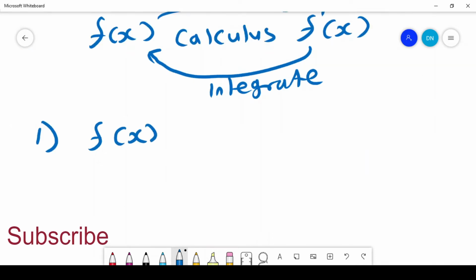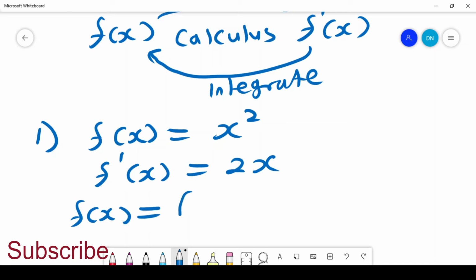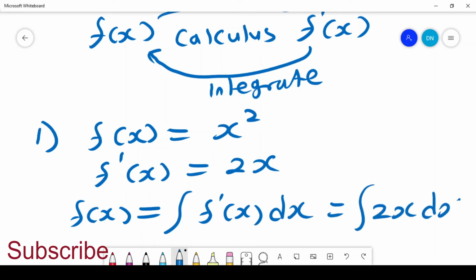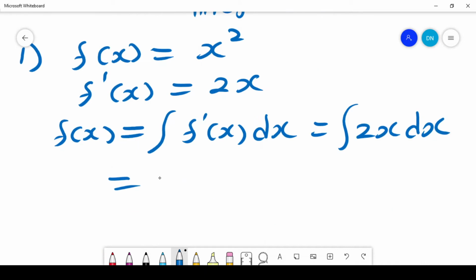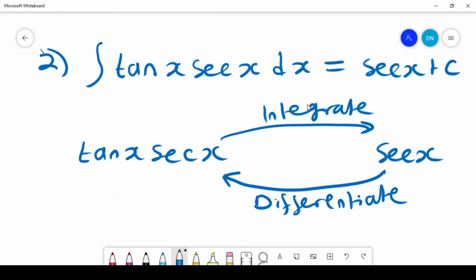Given your f of x equals x squared, the first derivative of that will give us 2x. So for us to get the original function, f of x will then be equal to the integral of f prime of x dx, and that is the integral of 2x dx. Upon integration, we get x squared over 2 plus c, which is x squared plus a constant. We want to look at the relationship.